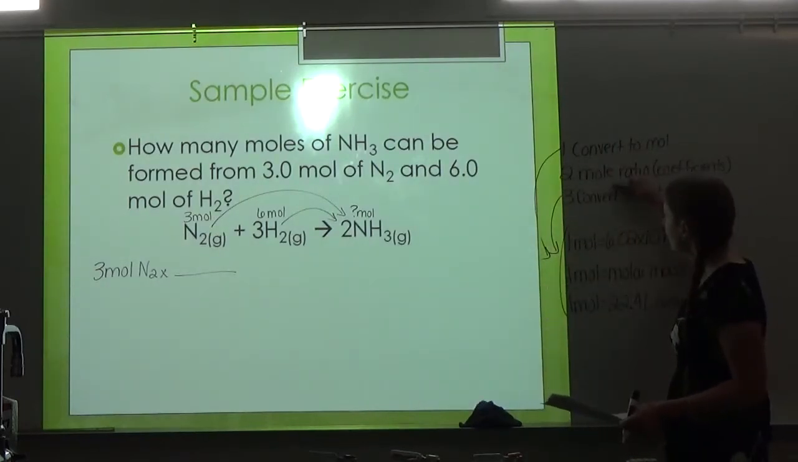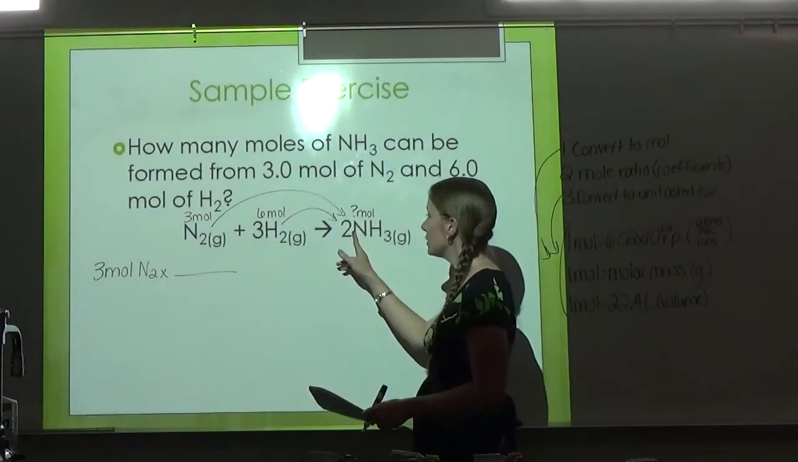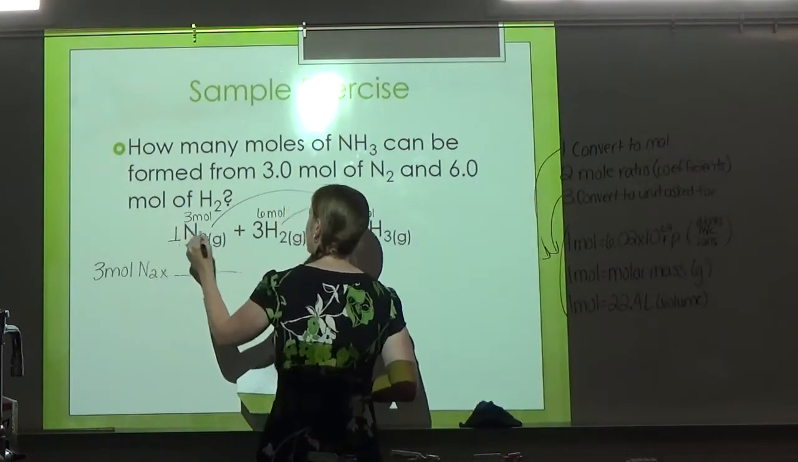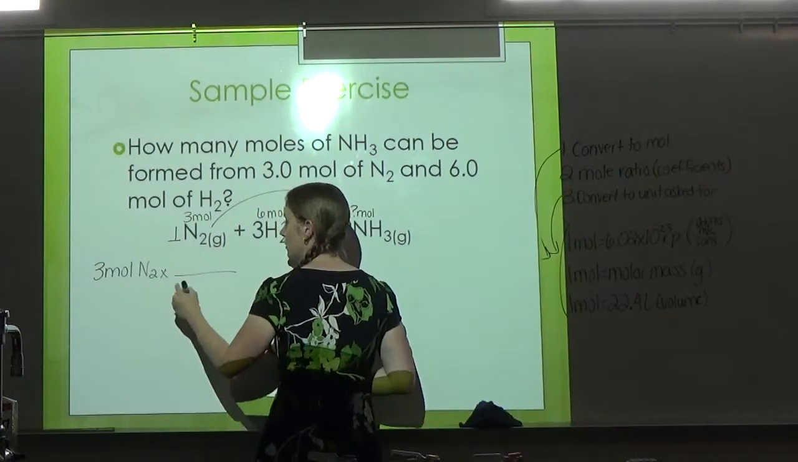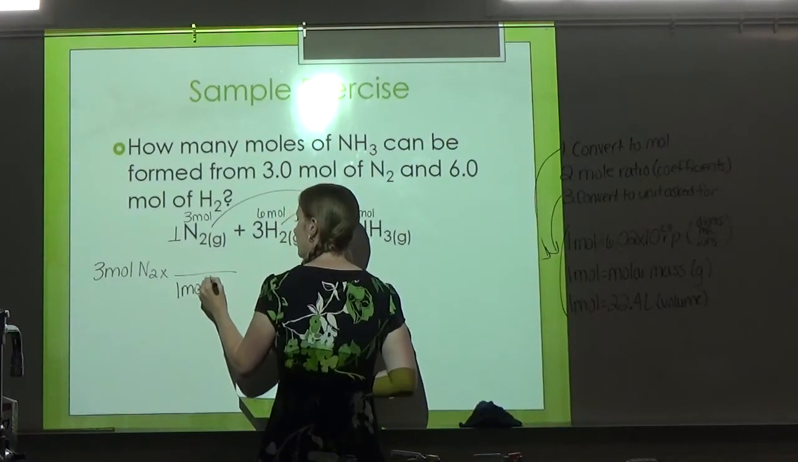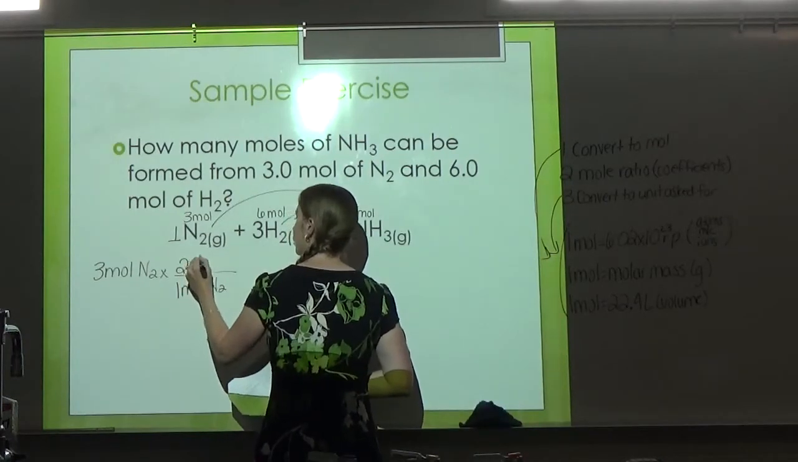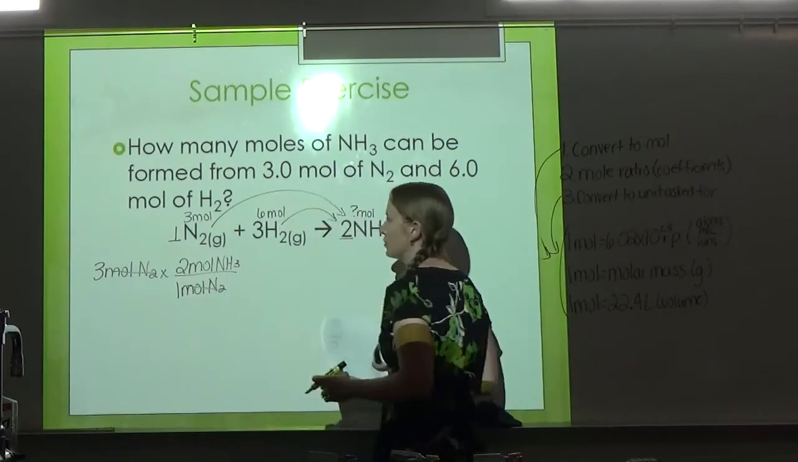So, second step is mole ratio, the coefficients. Well, because I am going from one substance to another, I always have to do mole ratio. So I can see that 1 mole of N2 makes 2 moles of NH3, so I follow my golden rule and put the N2 on bottom. So 1 mole of N2 from this coefficient makes 2 moles of NH3. So see, I officially switched over to NH3.